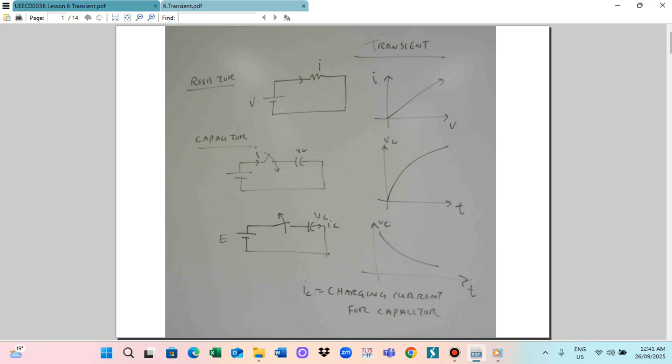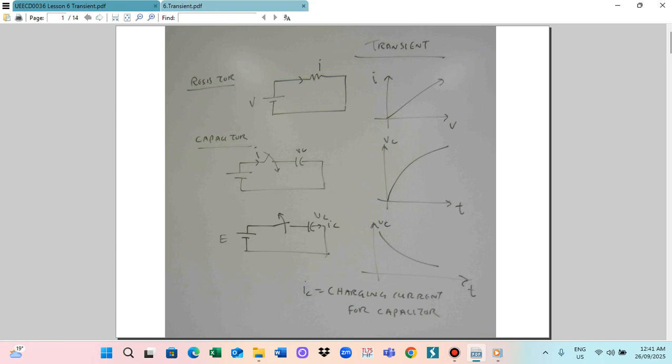When you check the resistor, the current will increase instantly. As you increase the voltage, the current also will increase. So this is the voltage across the resistor, current I, voltage V. If the voltage V increases, the current I also will increase. So this is for the resistor.